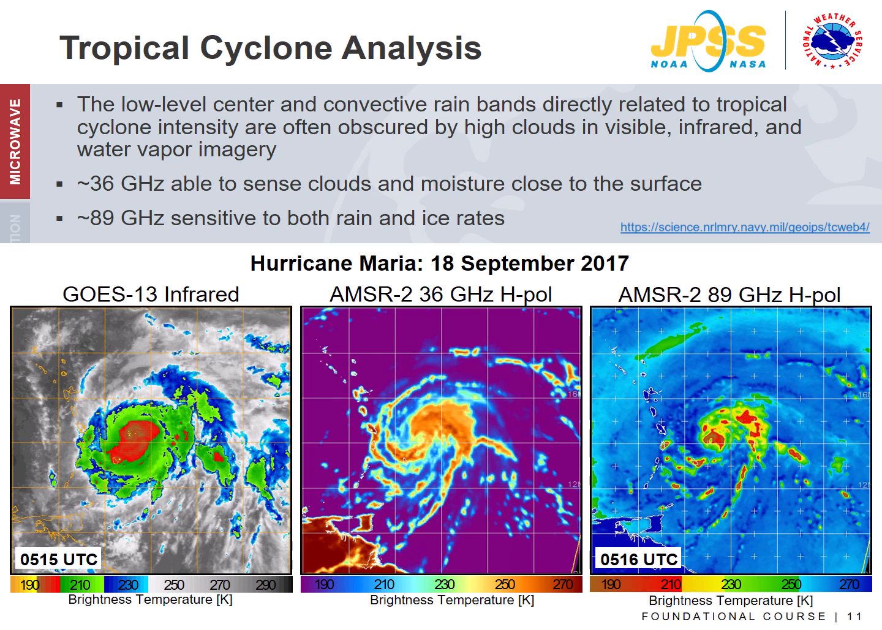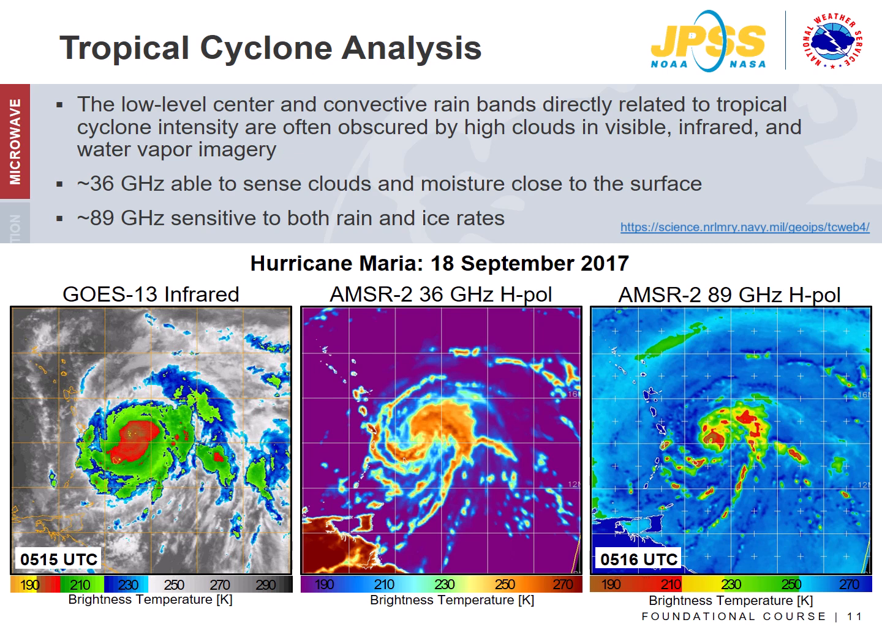Tropical Storm Maria was categorized as a hurricane at 18 UTC on September 17th. By 12 UTC on September 18th, it was classified as a major hurricane with winds in excess of 100 knots. This slide shows the hurricane at 5 UTC while it was undergoing rapid intensification. The images from left to right show the GOES 13 infrared, AMSR 2 36 GHz, and AMSR 2 89 GHz channels.